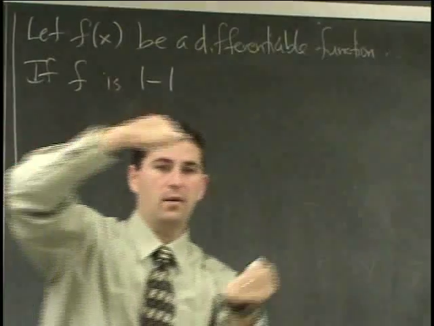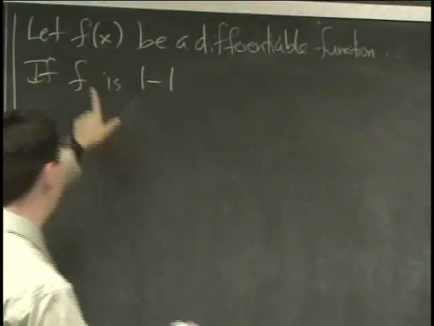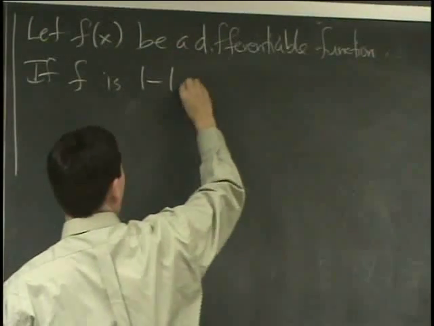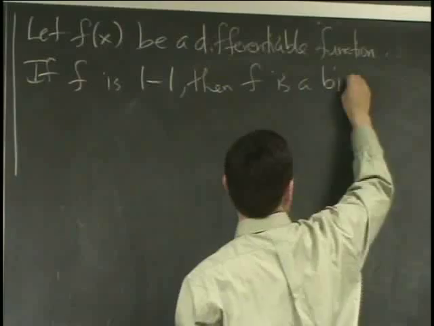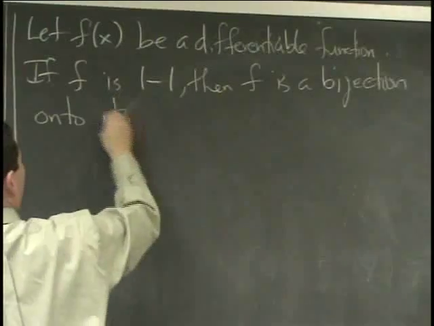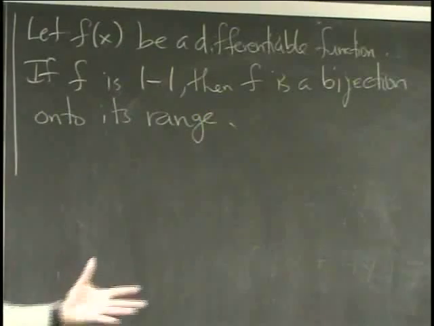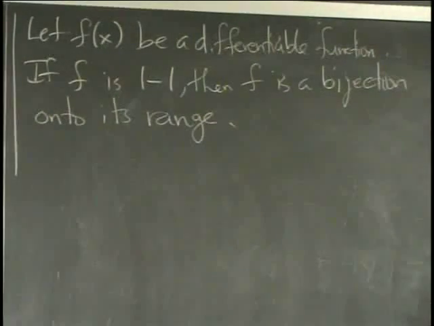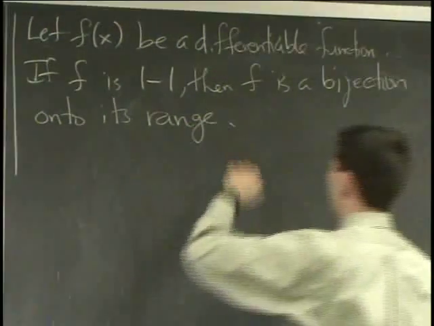Okay, so if it's 1 to 1, we can always find an inverse, at least if we restrict the range. So if f is 1 to 1, then f is a bijection onto its range. It may not be an onto function if you make the range too big, but remember what we did. If the range was too big, we just got rid of the bad points that weren't hit by the function. So if we just looked at the range of the function, that which it actually hit, the target set, then it becomes a bijection if we know it's 1 to 1.